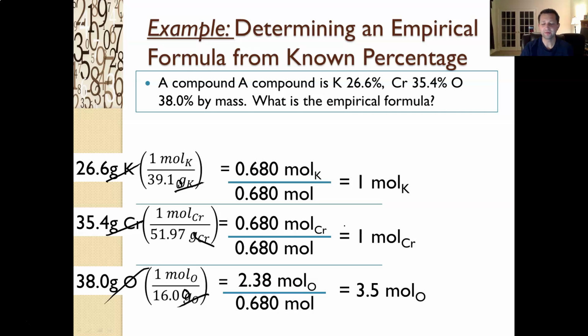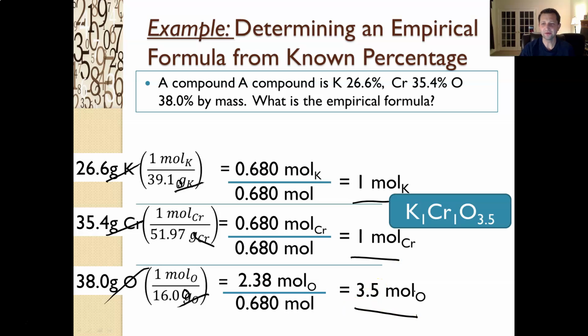Okay? Feel free to pause the video to make sure you have all these written down properly so you can follow this procedure for your future examples. So this even looks a little bit weird. The mole ratio is 1 to 1 to 3.5. So let's write that out. K1, Cr1, O3.5. Weird, right?